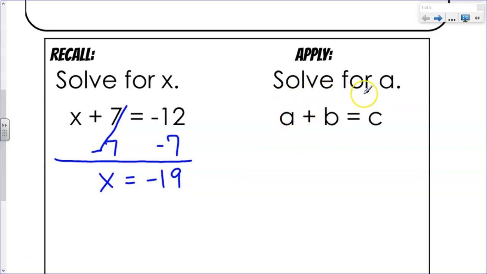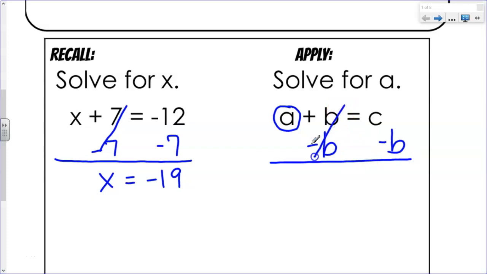Okay, so what is different? Whenever we have a literal equation, we're going to solve for a variable. So we need to get a all by itself. That means we need to move this plus b. Just like over here we had the +7 and we subtracted 7, we're going to subtract the letter b. That's going to cancel out. We're going to be left with a by itself, which is what we wanted. These two are not like terms, so we can't combine those. So we just have c minus b.